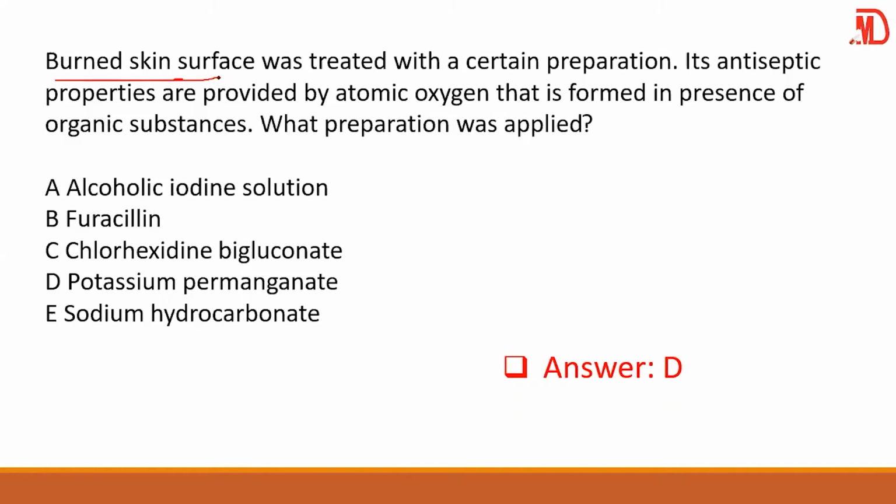Now, if somebody comes with a burn, what you can also do is add a silver substance to it, because silver helps in healing of the burnt skin. But the potassium helps in preventing infection. That's what we call an antiseptic. All right. So the answer is D.